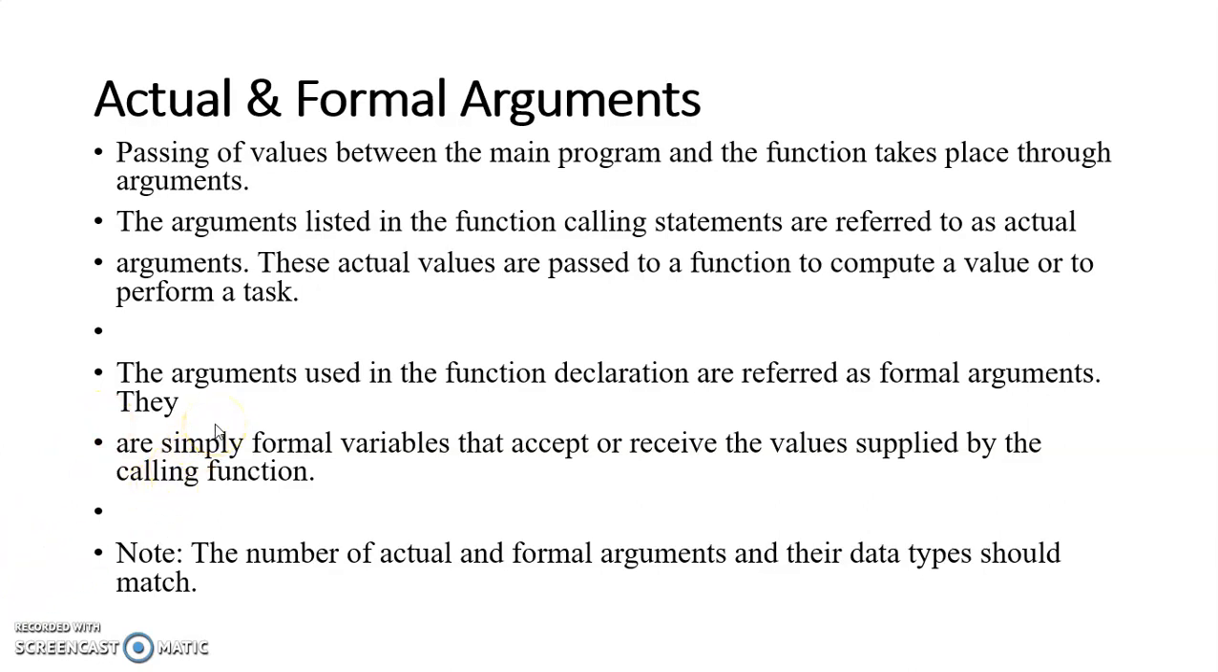The arguments used in the function declaration are referred to as formal parameters. So we are defining the parameters as int a, comma, int b, so that a and b are the formal parameters. They don't have any values over there. Whatever value the function call passes to the function, that value is going to be considered.